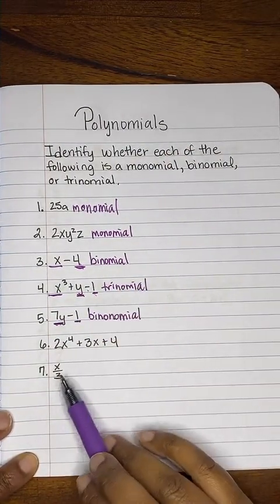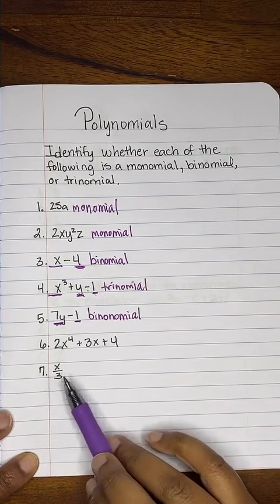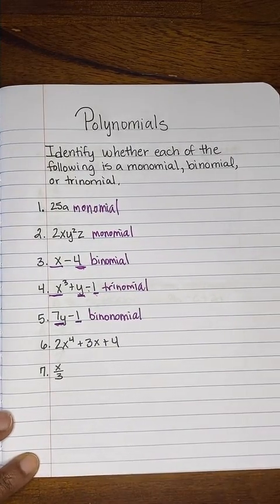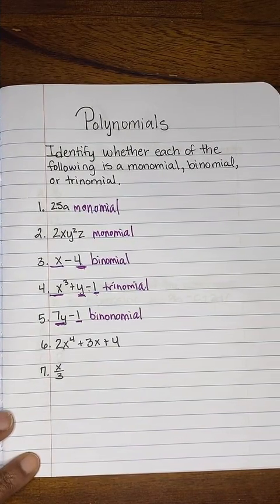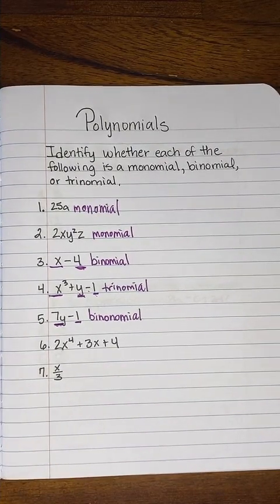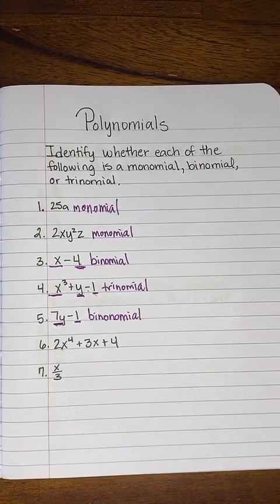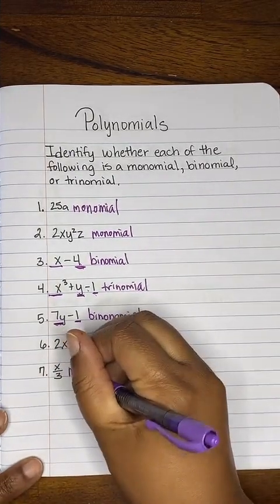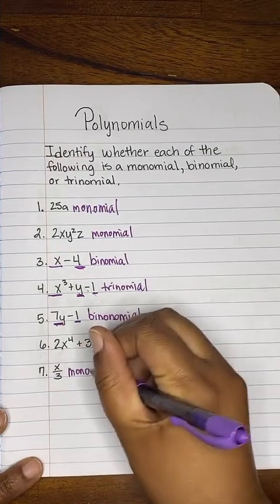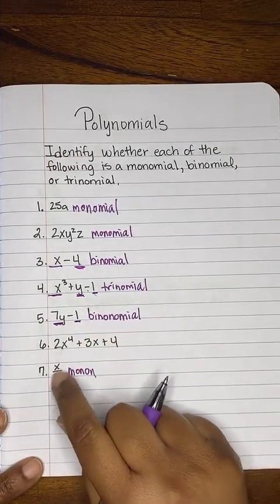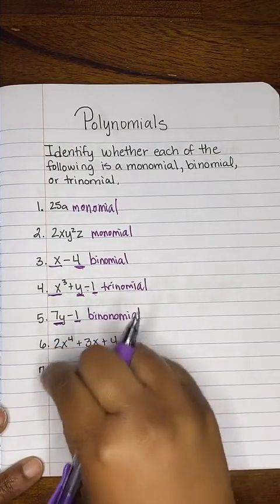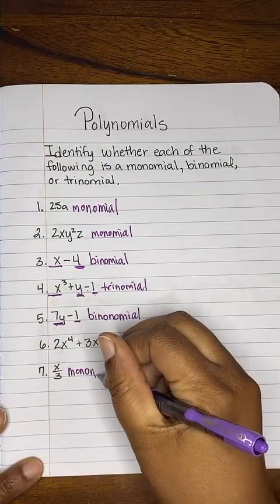Let's go down to number 7. This one is kind of tricky. Thank you for the follows and the hearts, you guys. What would you guys say number 7 is? Good. Il said monomial. Perfect. It is a monomial, again, because there's no plus or minus sign, so it's all together as one term.